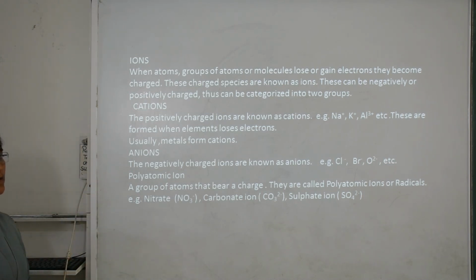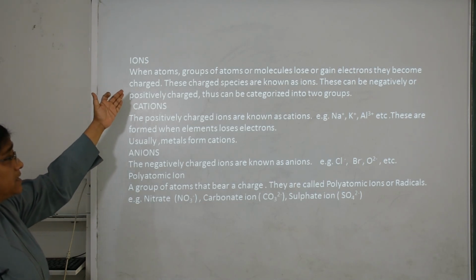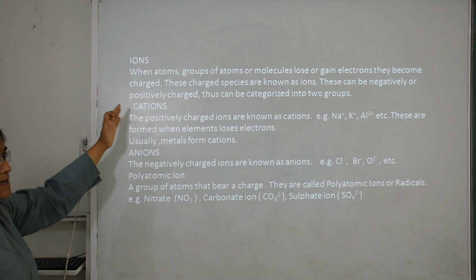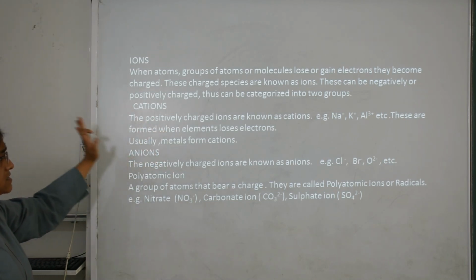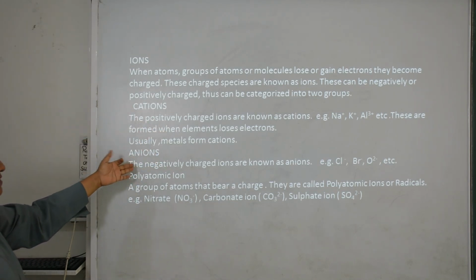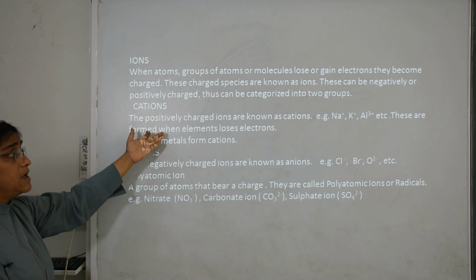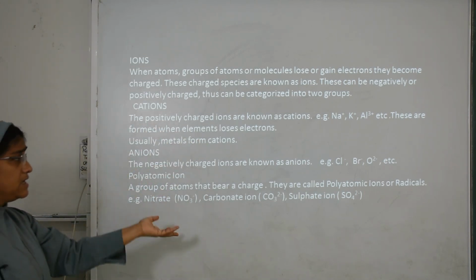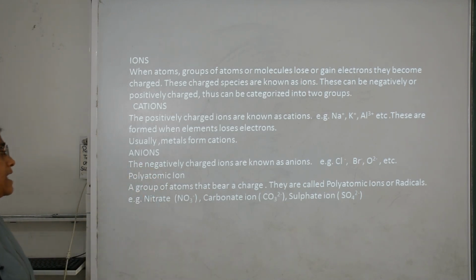Now we will study polyatomic ions. So, ions we have already studied, there are 2 groups, cations and anions. Cations means positively charged particles, anions means negatively charged. When it is a positively charged particle, it is because it loses electrons. Anion means it is gaining electrons, that time it is known as an anion.